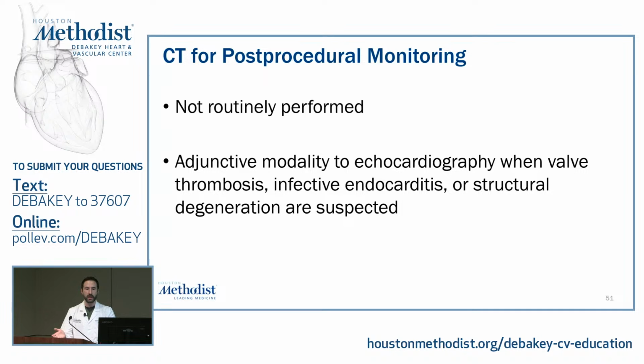And then whenever you have abnormal findings on echo, so you have higher gradients and something's clearly wrong with that valve and you can't really tell from transthoracic echo, then you can do CT as an adjunctive modality to echocardiography. Whenever you're suspecting thrombosis, infective endocarditis, or structural degeneration. So that's where the use of CT really comes into play. It's after you do echo and then you're suspecting something.